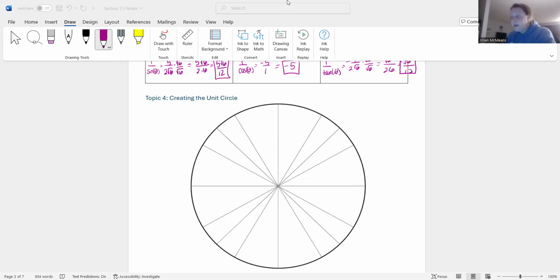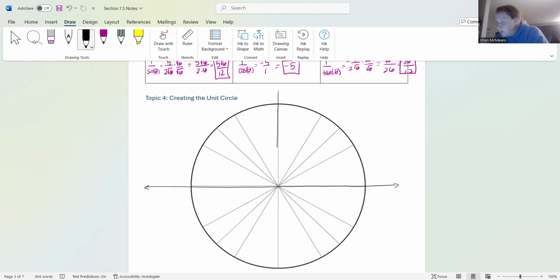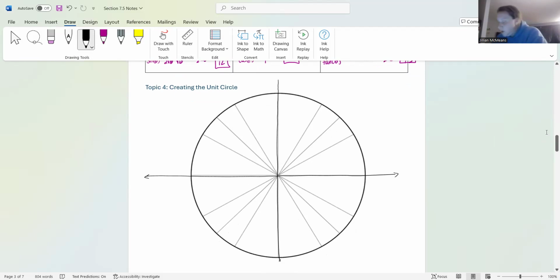Now, the very first thing that I need to make really clear to you is this unit circle lives in the Cartesian plane. Okay. It's not just thrown out there. It's not just like a little beach ball bouncing around. Okay. So this really is the x-axis. Okay. And this is the y-axis. And this is very, very important.